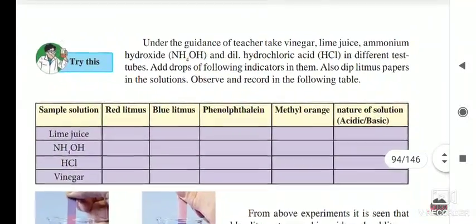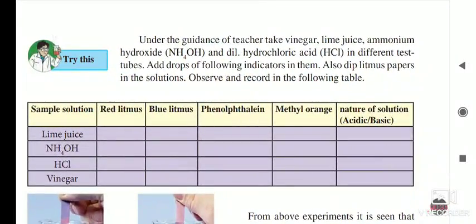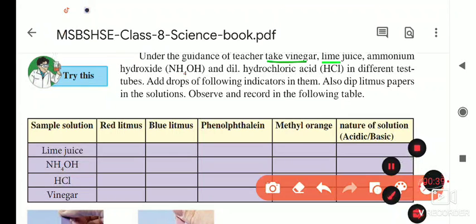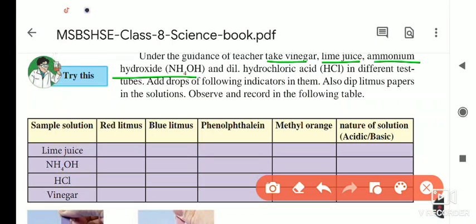Now here, try this activity. Under the guidance of the teacher, take vinegar, lime juice, ammonium hydroxide, that is NH4OH, and dilute hydrochloric acid, in different test tubes, and add a drop of the following indicators in them. These indicators are red litmus paper, blue litmus paper, phenolphthalein, and methyl orange, and we have to find out the nature of the solution, whether it is acidic or basic.